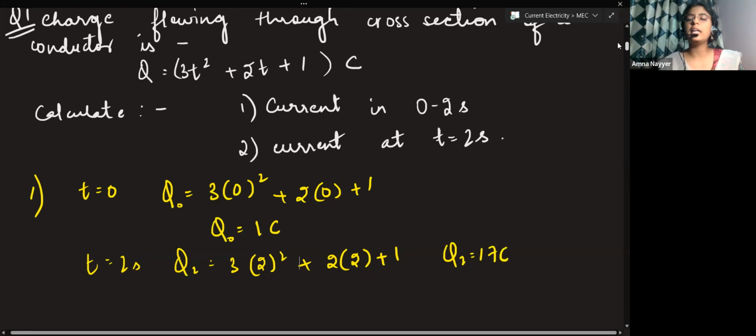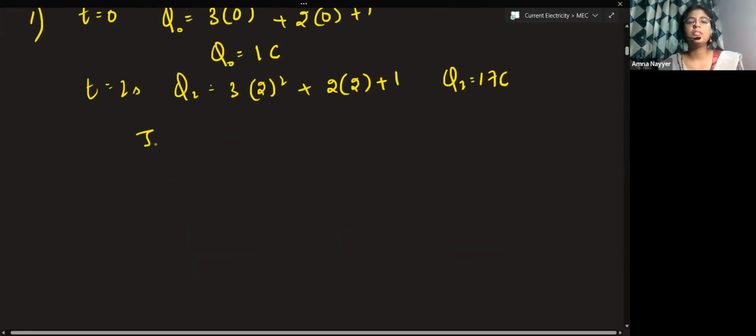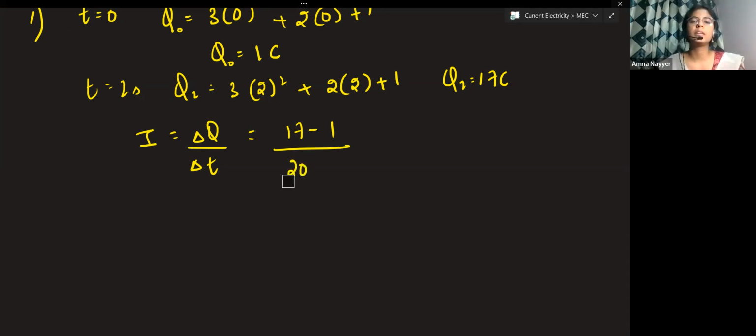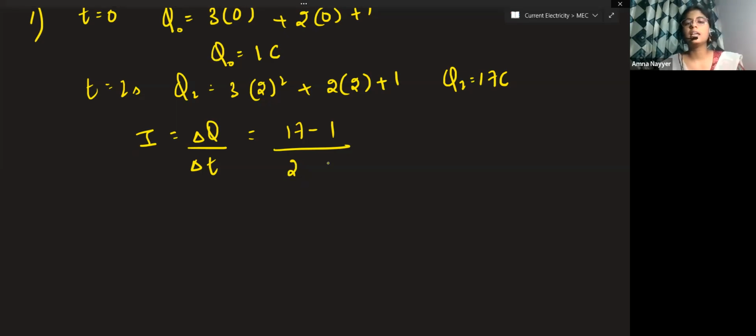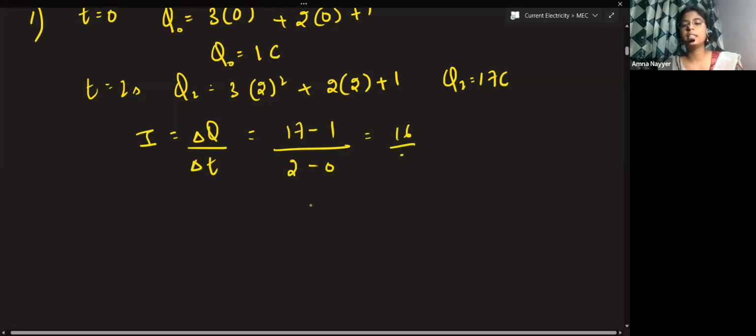Now see, finding out electric current. We are getting the average current. Reason? That's the time interval given. So it will be delta Q by delta T. Delta Q means the change in the charge, that is 17 minus 1. And delta T means the time interval, from 0 to 2 seconds, so this becomes 2 minus 0. So this becomes 17 minus 1 is 16, divided by 2. So current is 8 amperes for the first part.